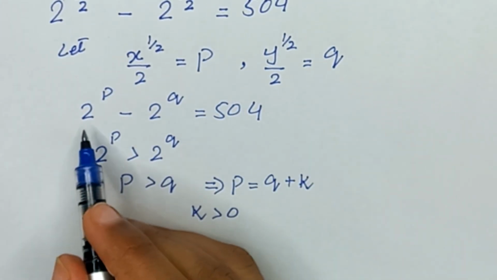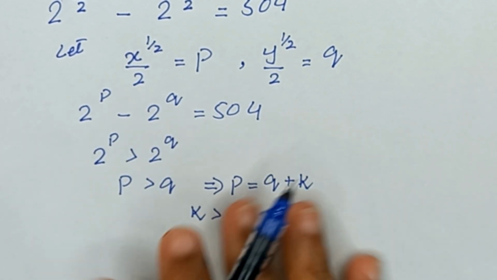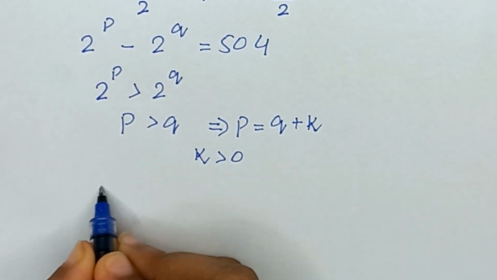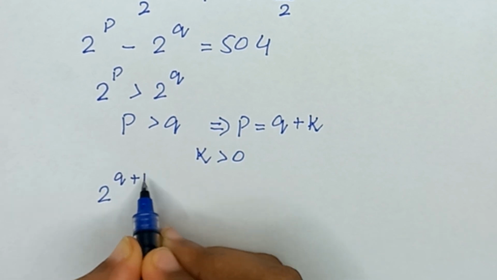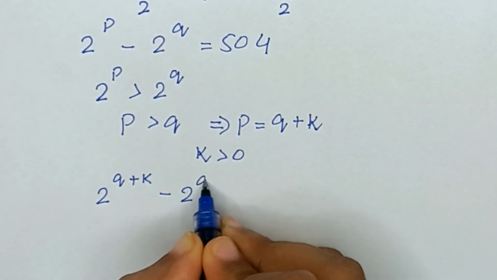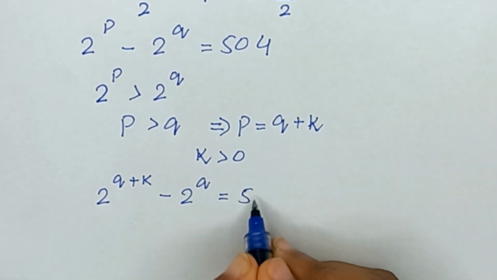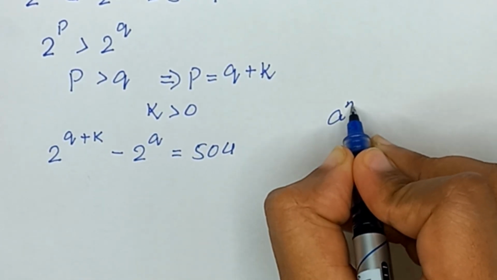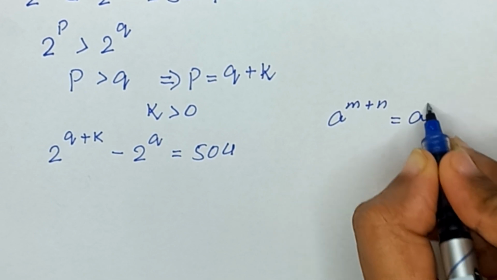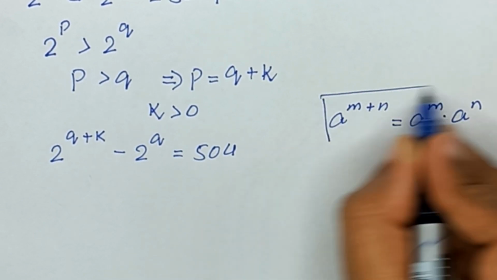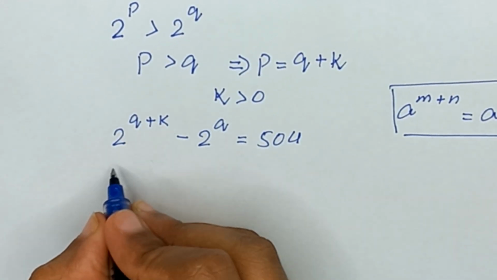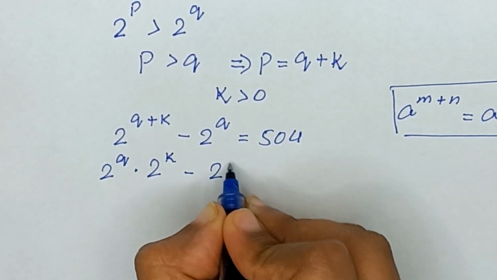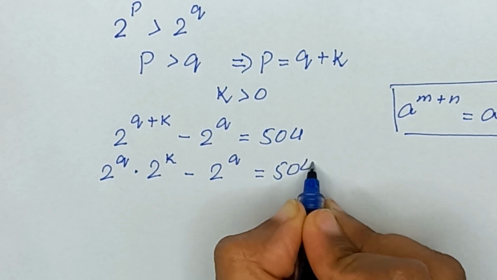So this equation 2 raised to the power p minus 2 raised to the power q is equal to 504 will become, we will substitute p is equal to q plus k here. So it will become 2 raised to the power q plus k minus 2 raised to the power q is equal to 504. So as we know that a raised to the power m plus n can be written as a raised to the power m into a raised to the power n. So it will become 2 raised to the power q into 2 raised to the power k minus 2 raised to the power q is equal to 504.